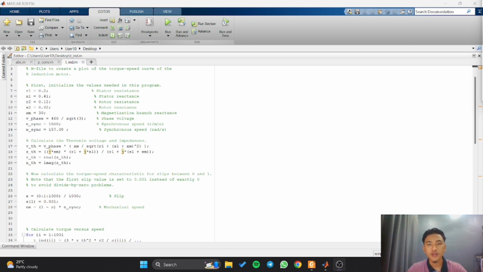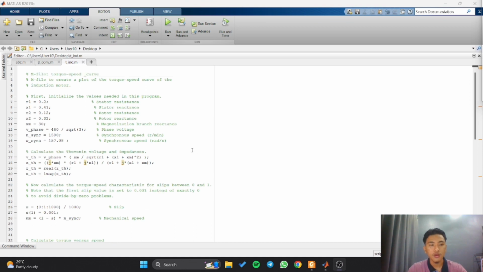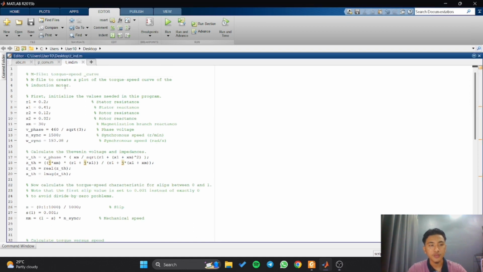So I'm going to present our simulation on the induction motor. This is the MATLAB code for the induced torque for the motor. This is the parameter of the motor, which is R1, X1, R2, X2, and also Xm. So now we run the code.